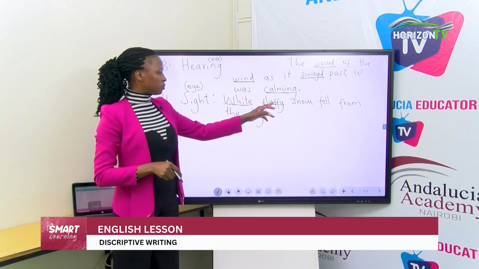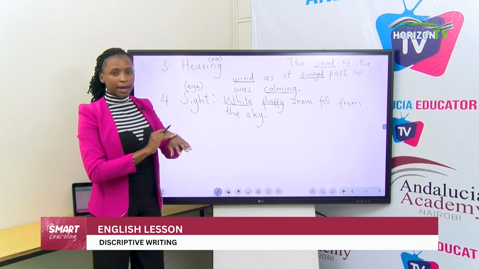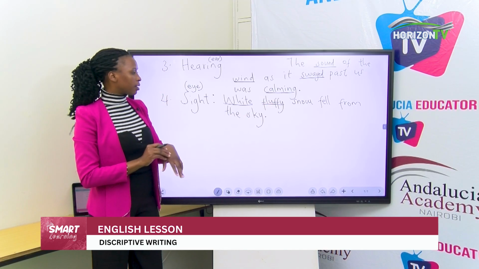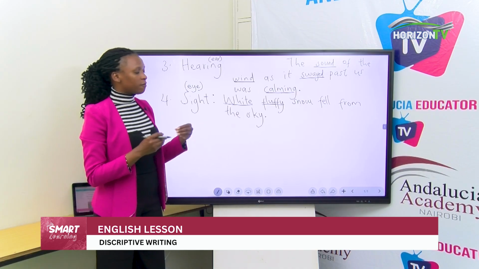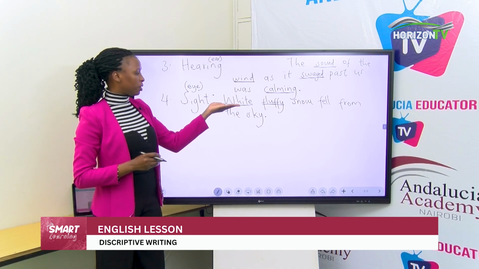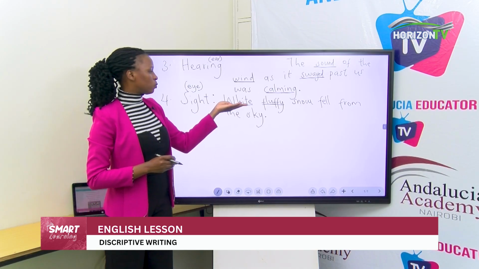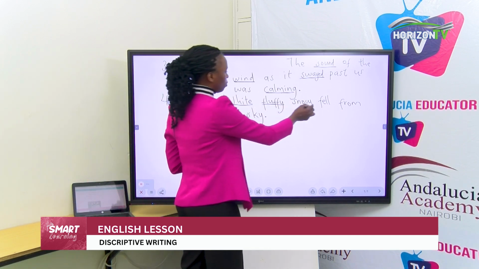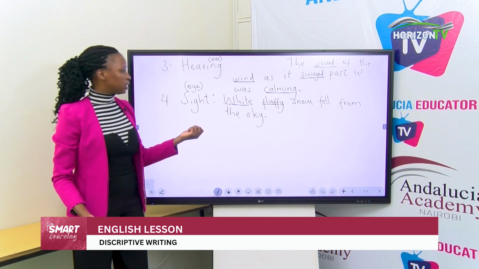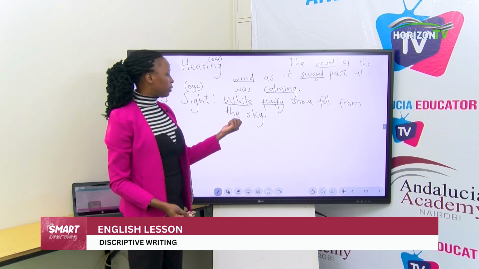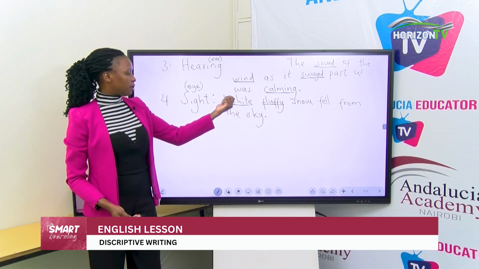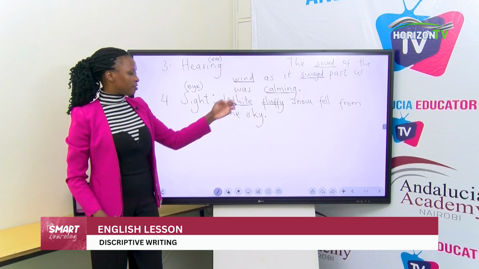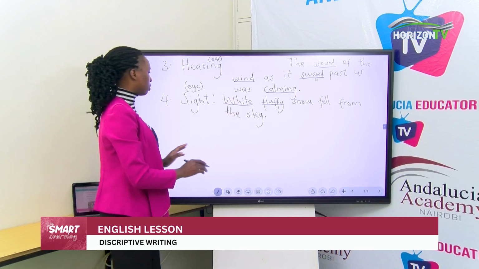As much as this might also appeal to the sense of touch, which we will look at next, you can also see something fluffy and white. It appeals mainly, the white one, to the sense of sight. So we have: white, fluffy snow fell from the sky. So you're sitting there watching snow falling down, and you can actually see the white color. So this is as simple as it is, no complications.